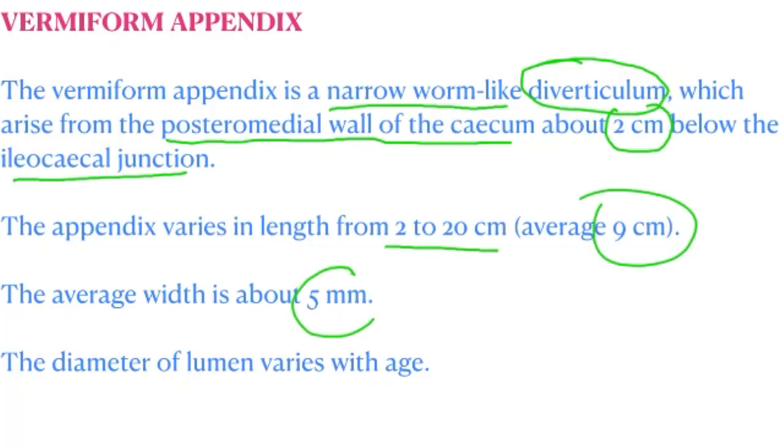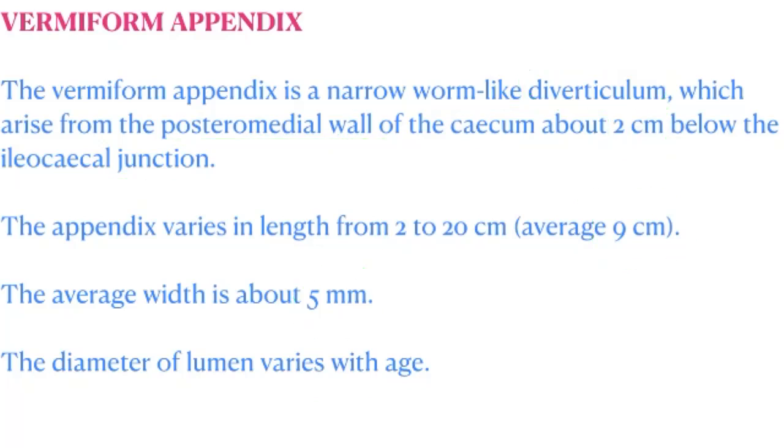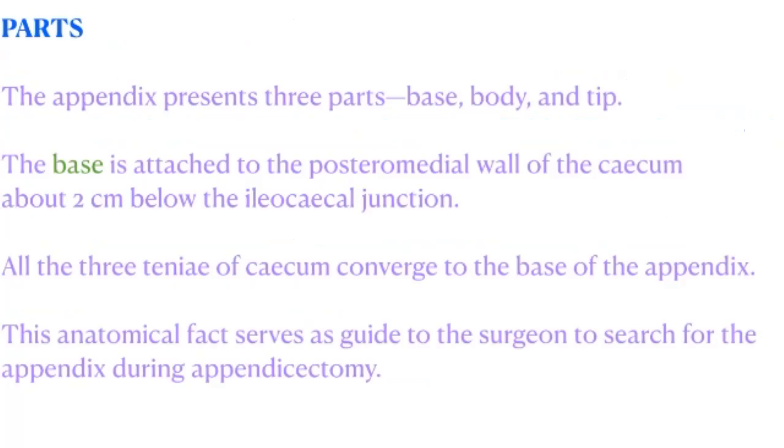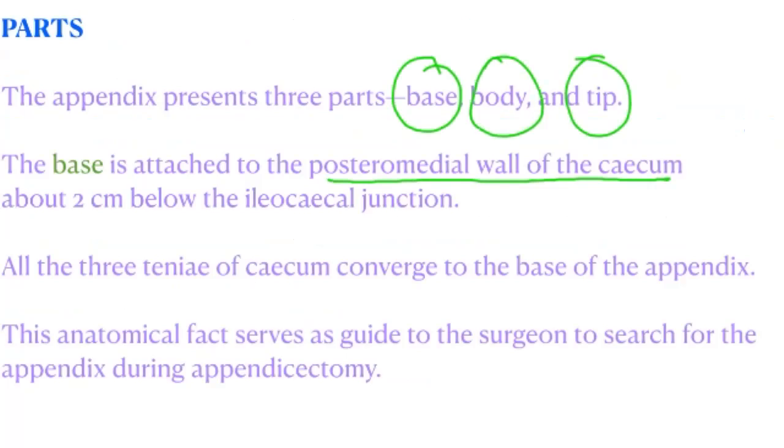The diameter of the lumen varies with age. It is more in children than adults and often obliterated after mid-adult life. Okay. The length also varies with age. It's longer in children than in adults. Coming to the parts, it has three parts: base, body, tip. The base is attached to the posteromedial wall of the cecum, 2 centimeters below the ileocecal junction.